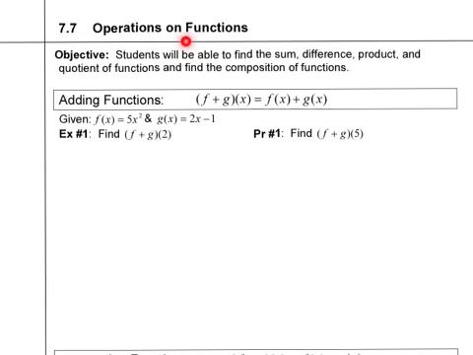Alright, 7.7, operations on functions. Objectives. Students will be able to find the sum, difference, product, and quotient of functions, and find the composition of functions. All these are probably going to be easy. Composite's probably going to be the trickiest thing, and even that's pretty easy. So what does this mean?